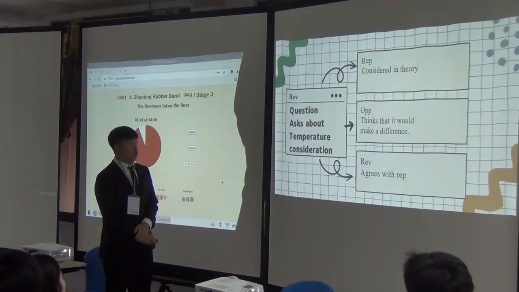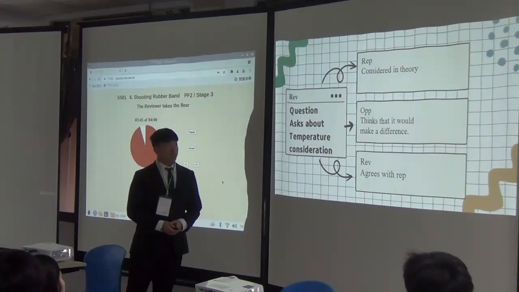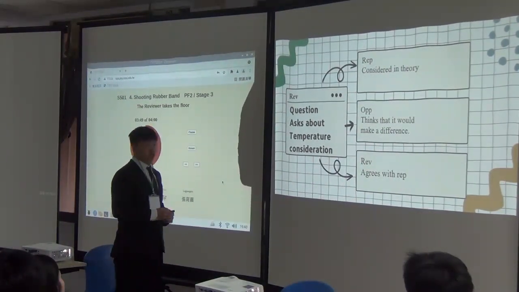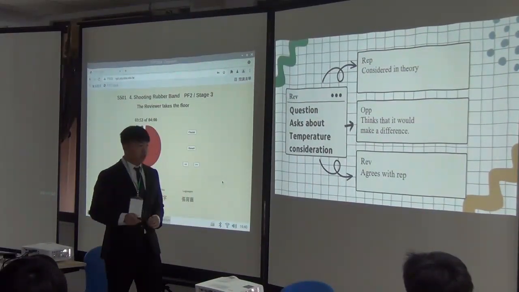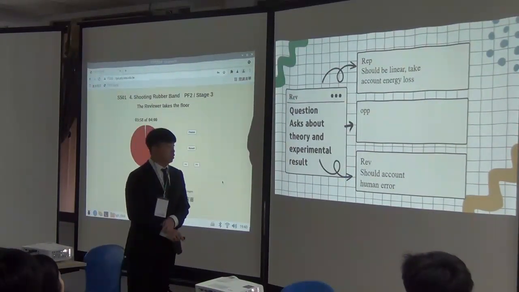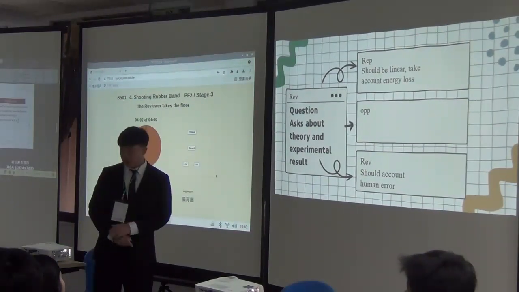Another question for the opponent: I asked about the temperature consideration, and the reporter told me that he considered it in his theory, and the opponent says that he thinks it would make a difference, and I agree with the reporter. Okay, and this is the question about theory and experimental result. Time's up. Okay, thank you.